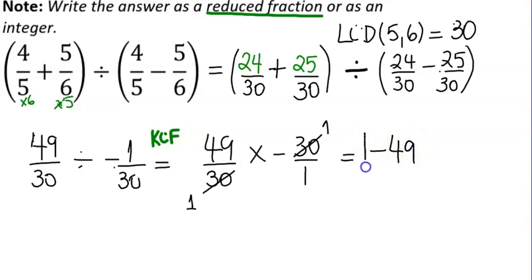-49/1, that is -49. So you don't put the 1 on the denominator because they want it as reduced as possible, as a reduced fraction or as an integer. So this is an integer. Good? Okay, number 8.